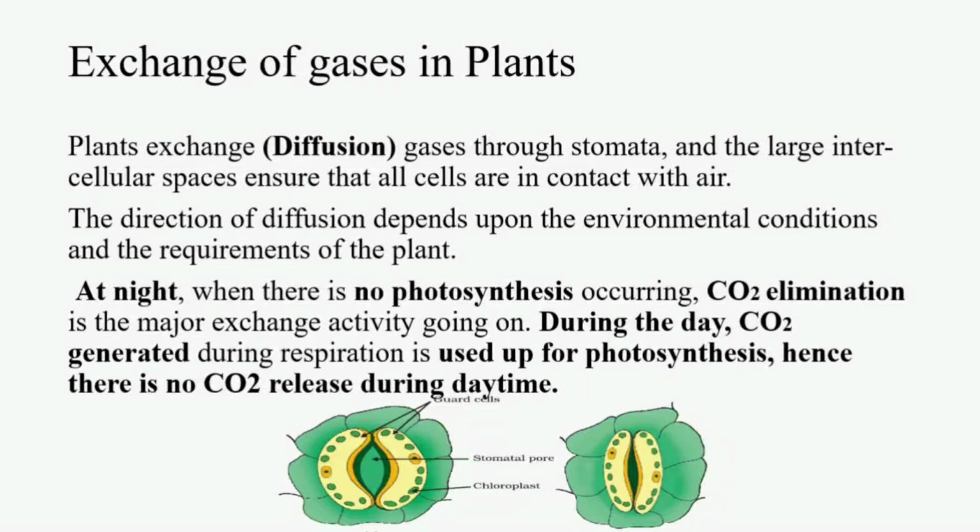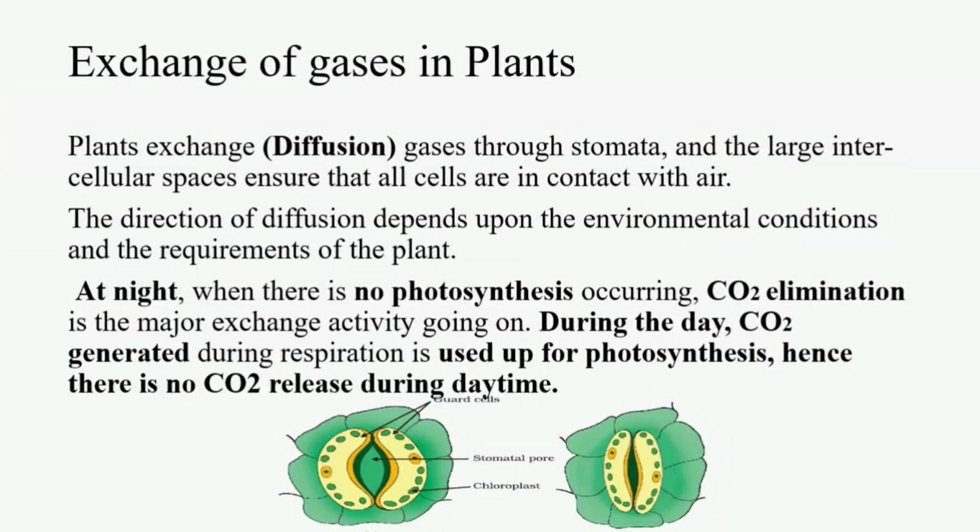Now let's move on to the next slide. Exchange of gases in plants. Plants generally exchange gases like carbon dioxide, oxygen and, of course, water vapor, which is lost by the process of transpiration. Plants exchange gases by the process of diffusion through the stomatal openings. The direction of diffusion depends upon the environmental condition and the requirements of the plant.